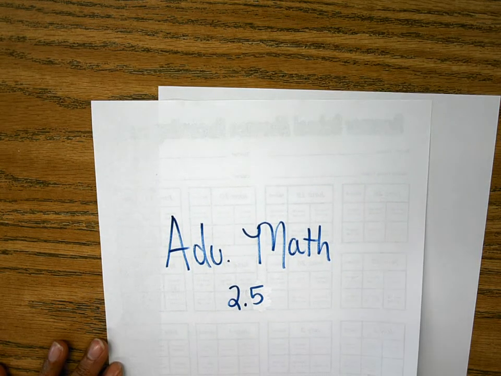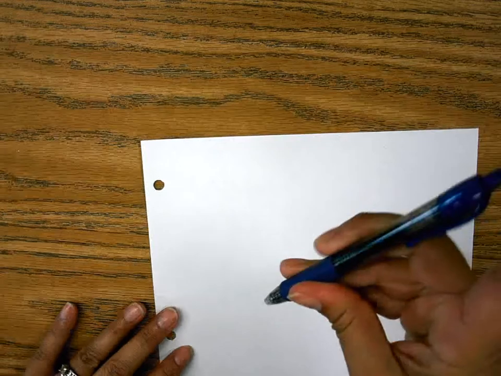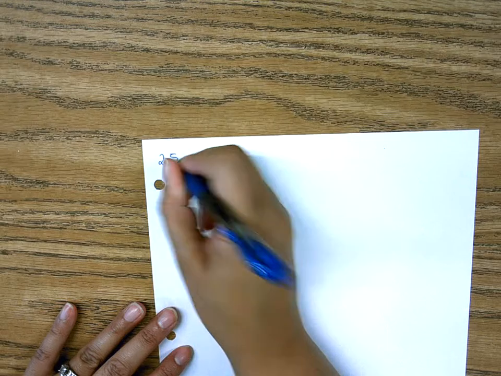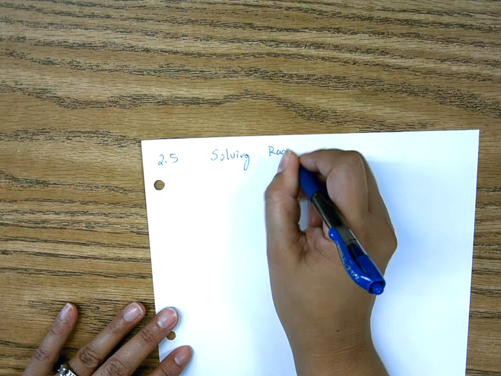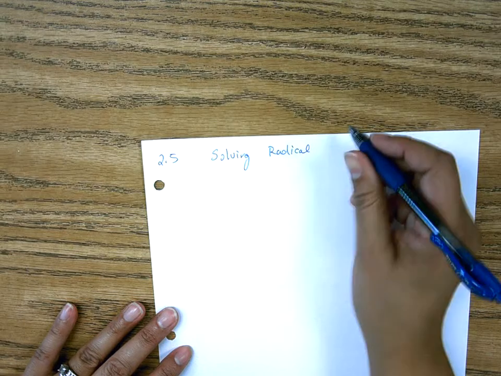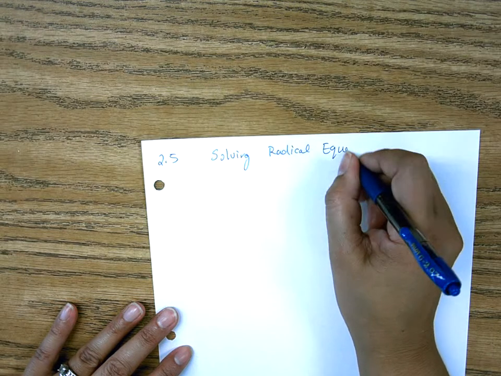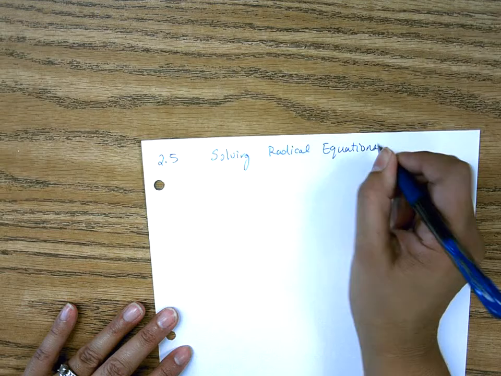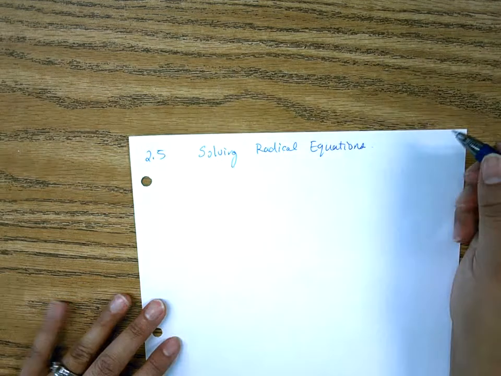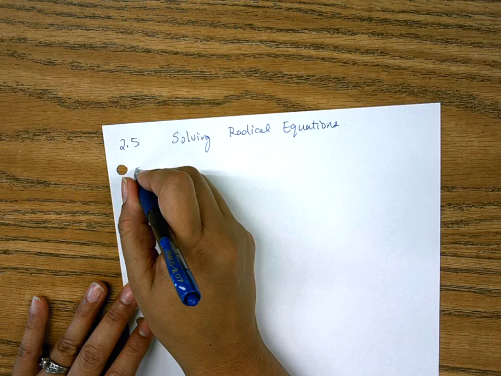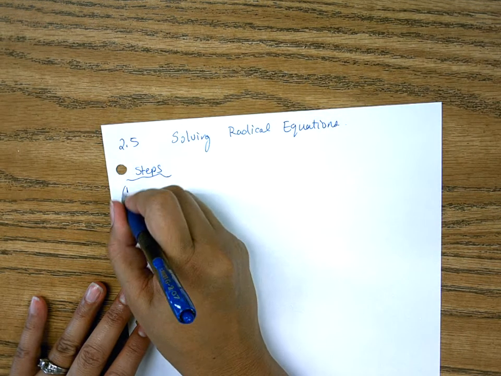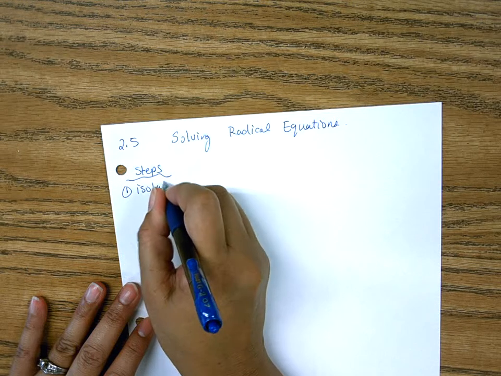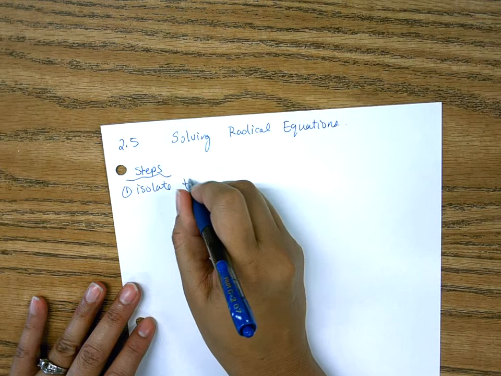Advanced Math, Lesson 2.5 notes. Solving radical equations. Steps. Step 1, isolate the radical.